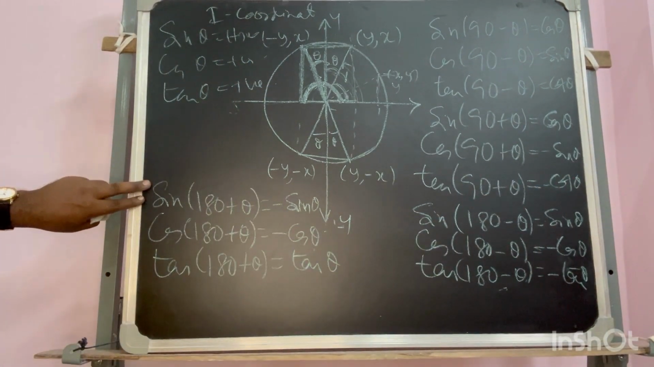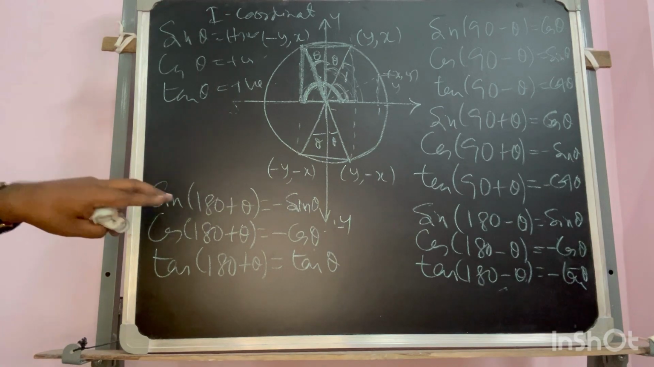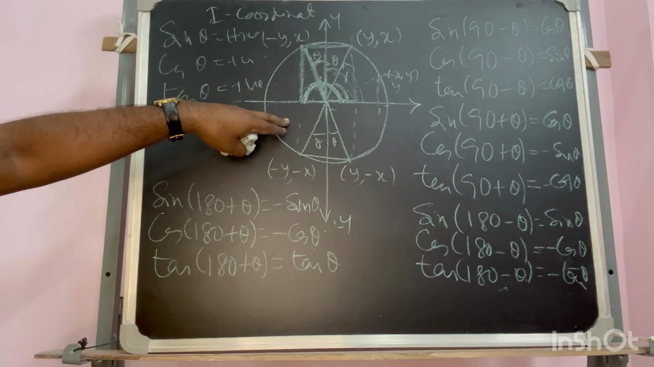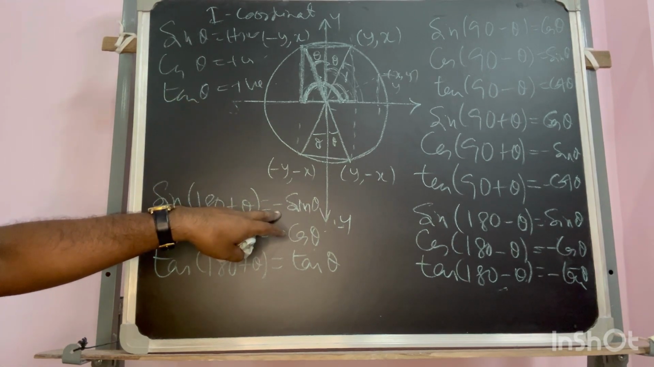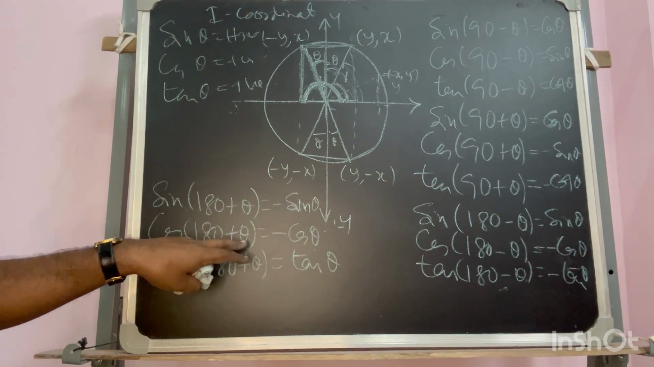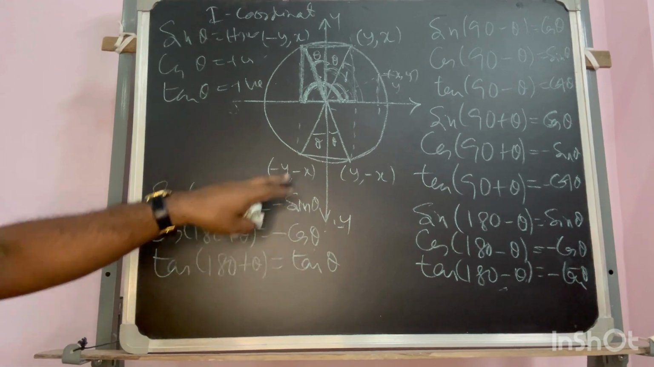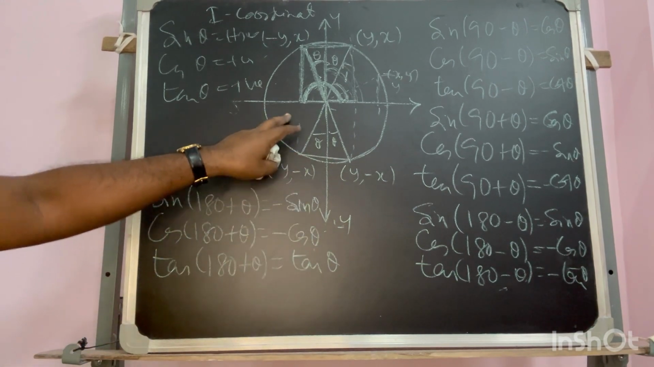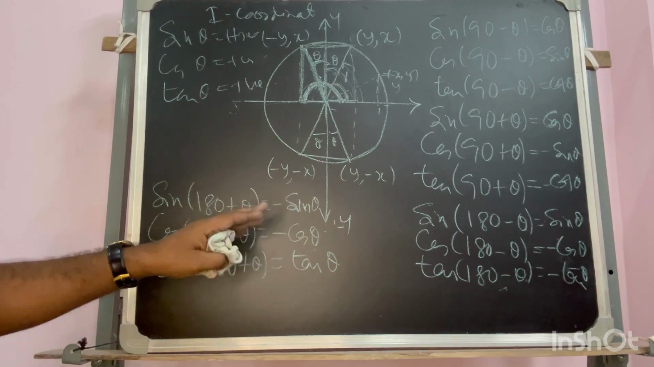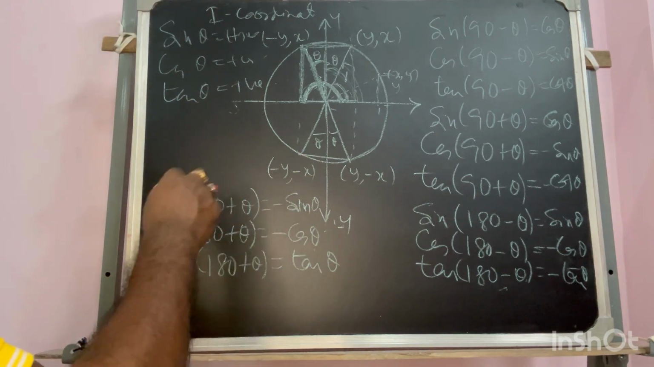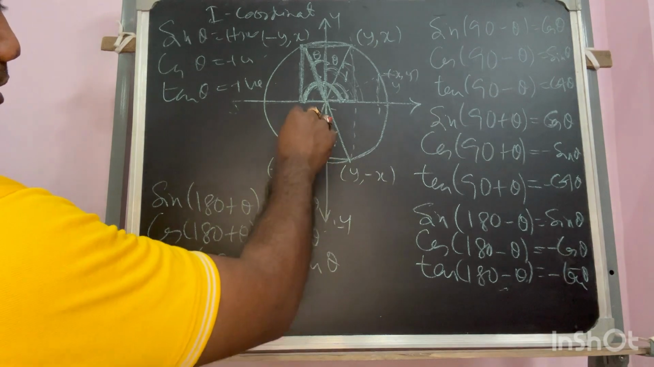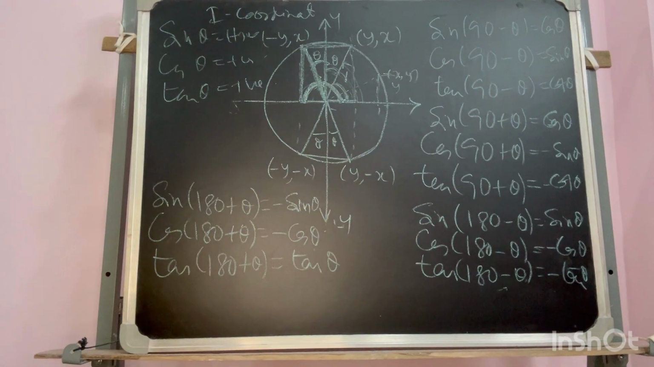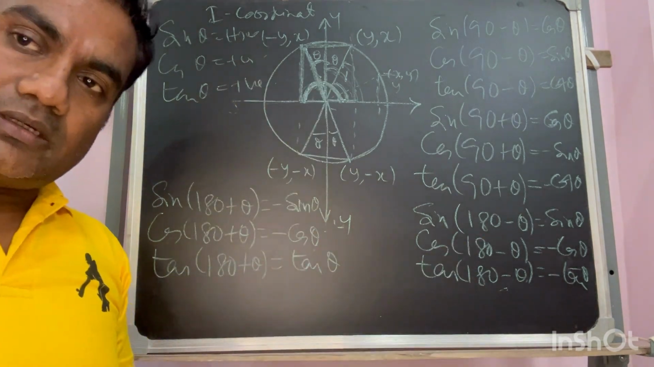Now come to the third coordinate. Till now I have learned 180 plus theta: sin will be sin, and in the third coordinate it is negative. Cos 180 plus theta, cos will be cos, in the third coordinate cos is minus. Tan will be tan, in the third coordinate tan is plus. Now after that we will reach a few more relations that will come in the third coordinate and two more in the fourth coordinate. That I'll explain in the next video.